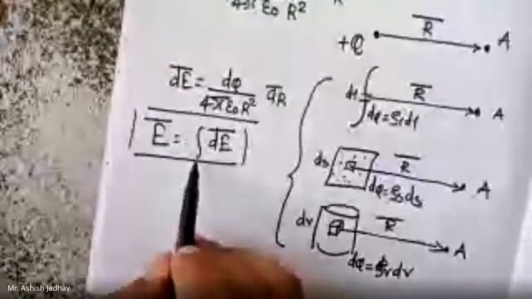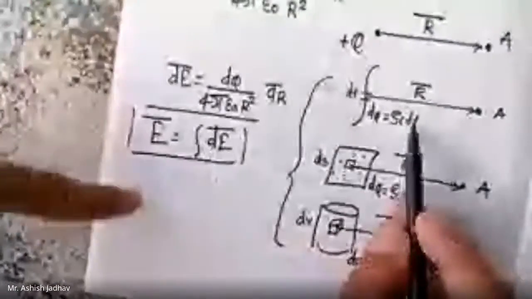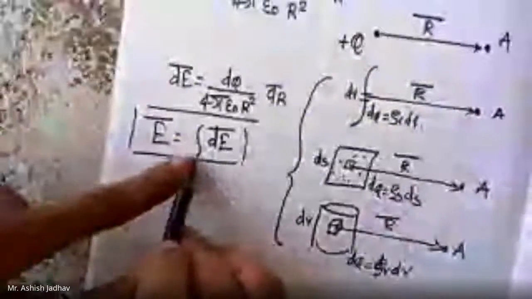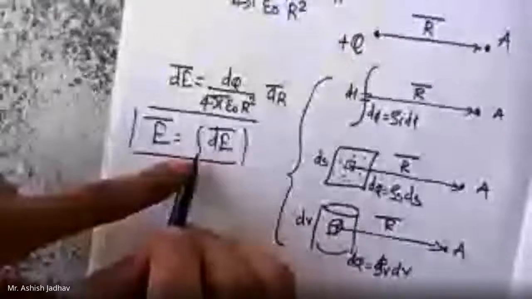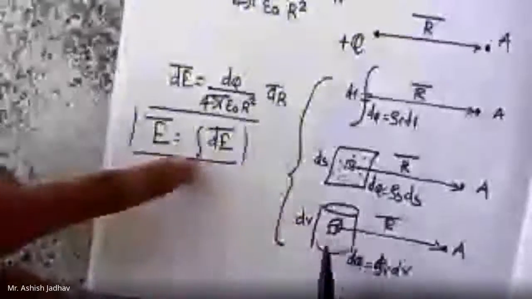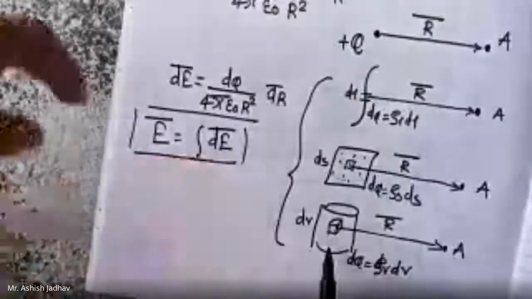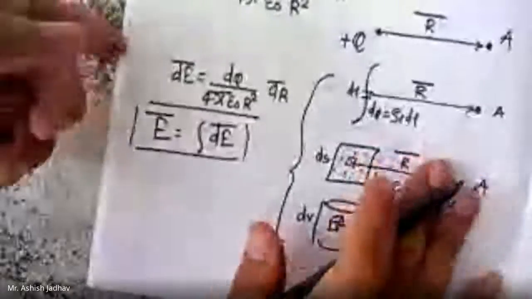So this integration will be a single integration in case of line integral. This integration will be a double integral in case of surface integral. And the integral will be a triple integration for the case of volume integral, right? So this is what I wanted to tell you, this is what I wanted to convey.